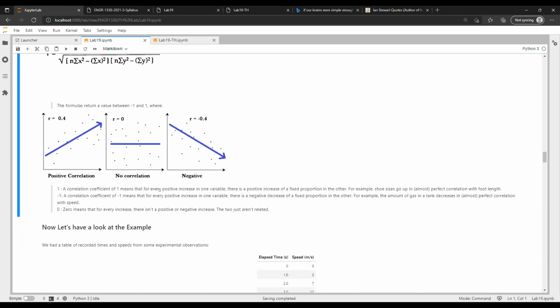So it means that for every positive increase in one variable, there's a positive increase of a fixed proportion in the other. For example, shoe sizes go up in almost perfect correlation with foot length. Why would that be? Well, sometimes you got to step back and take your engineering computer science cap off and put your common sense cap back on. Well, the foot goes inside the shoe and you want your shoe to fit.